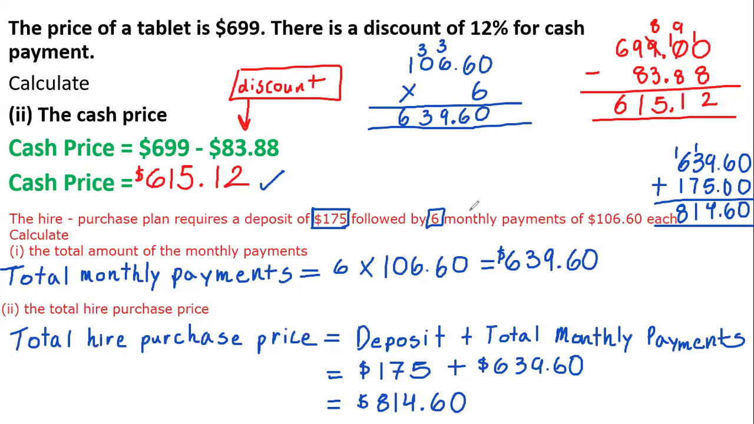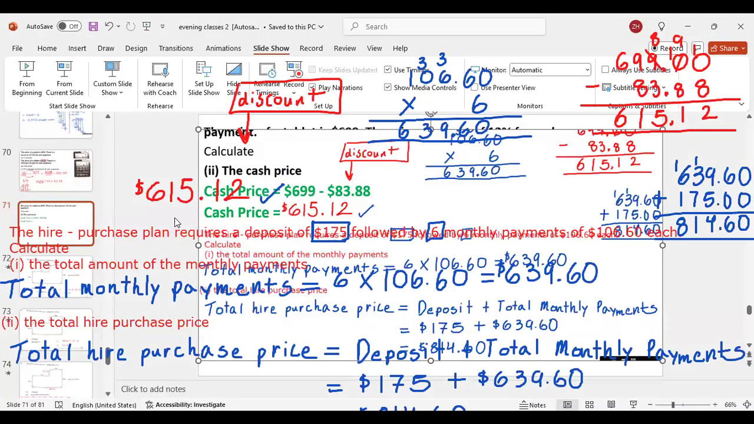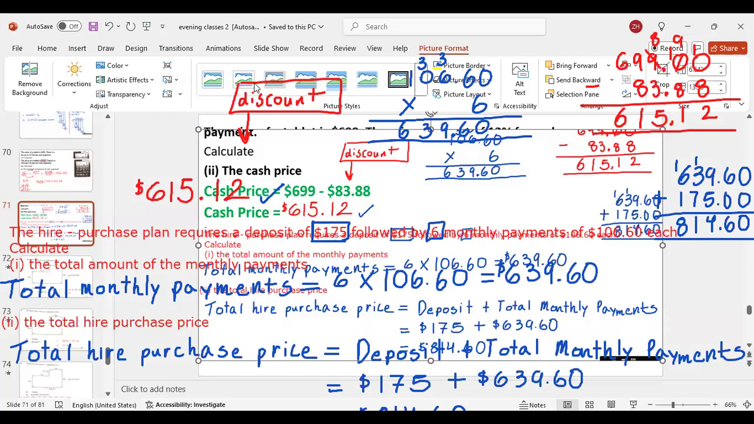Take a picture of this and send it to me via WhatsApp. We have one more question, and the question is, I want the amount saved by paying cash. We want to figure out what is the amount saved by paying cash. Take a picture of your work and send it to me via WhatsApp.